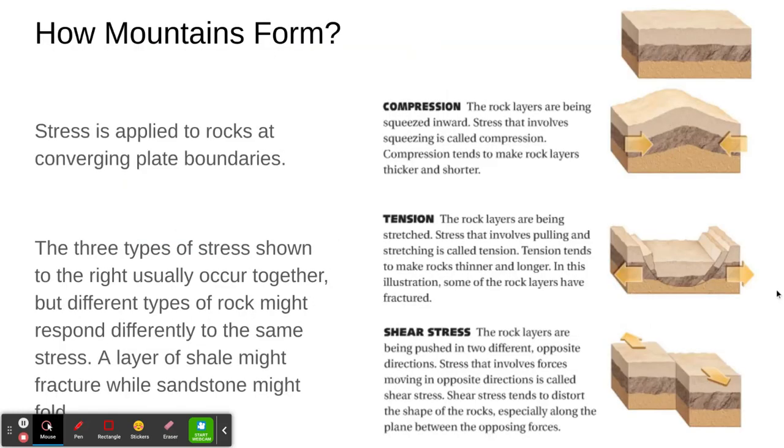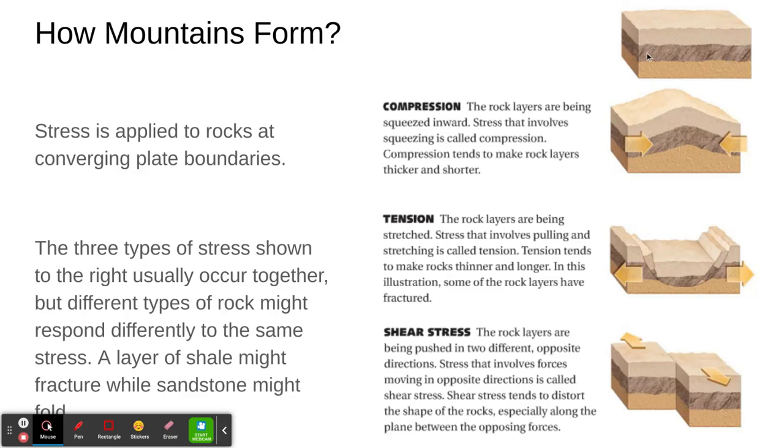So, what actually makes these mountains form? Well, it all has to do with stress. If we've got a convergent plate boundary, there's a lot of stress that's applied to the rocks at that boundary. The three types of stress are shown in our little diagram over here to the right.